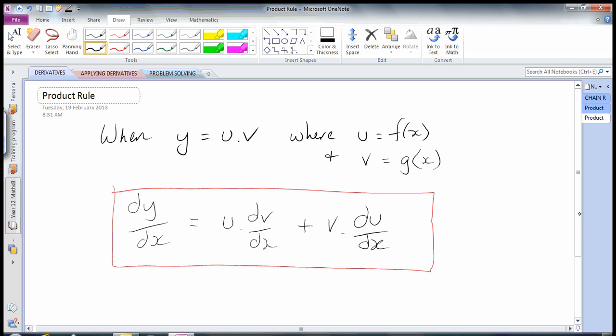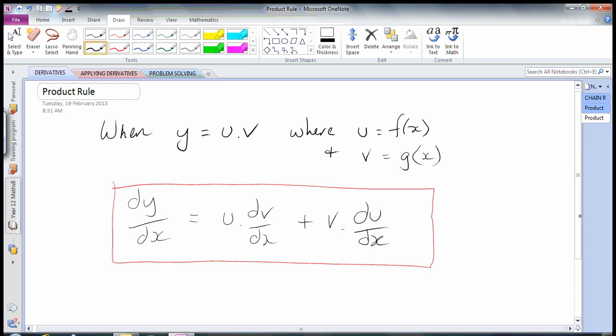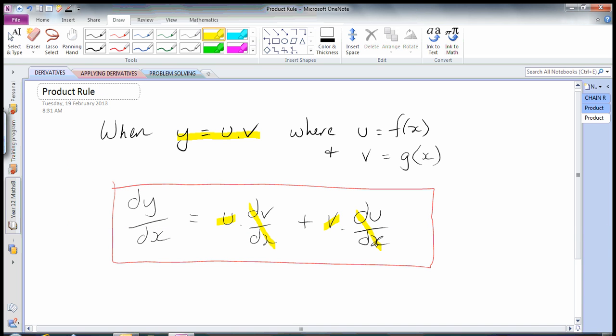Just to remind ourselves, you would have covered this in class, but the product rule states that if I can express my original function in terms of two other functions, in this case u and v, where both of those functions are a function of x, then I can apply what's called the product rule, where we multiply one part by the derivative of the other part, so in this case u times dv dx, and then vice versa, so plus v times du dx. So that's what our product rule states.